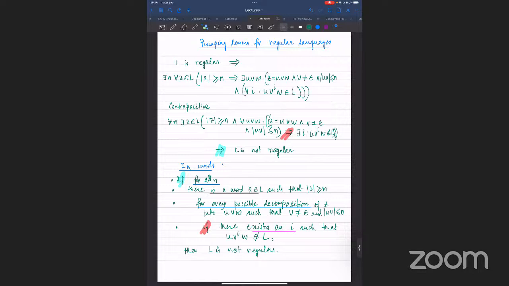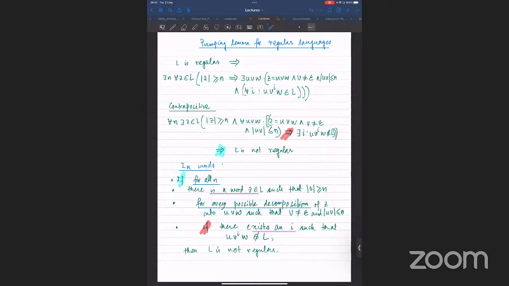So we say that if a language is regular, then there exists a number n such that for all strings z with the length of z greater than or equal to n, there exists a decomposition of the string z into uvw such that the middle part v is not epsilon, and the length of uv is less than or equal to n. And if you pump the part v arbitrarily many times, it is still in L, right? So this was the pumping lemma.